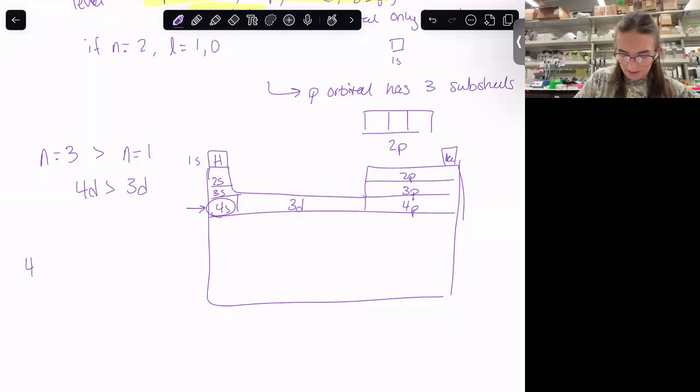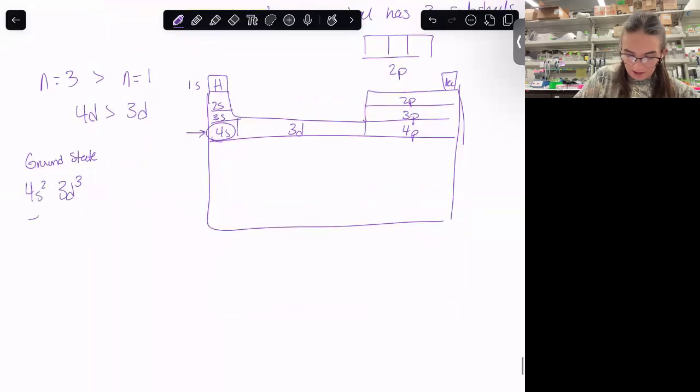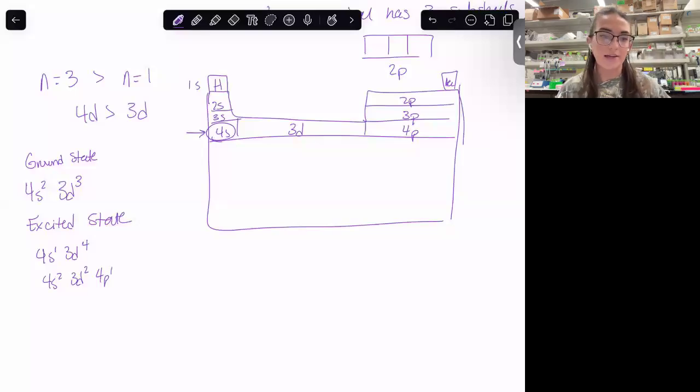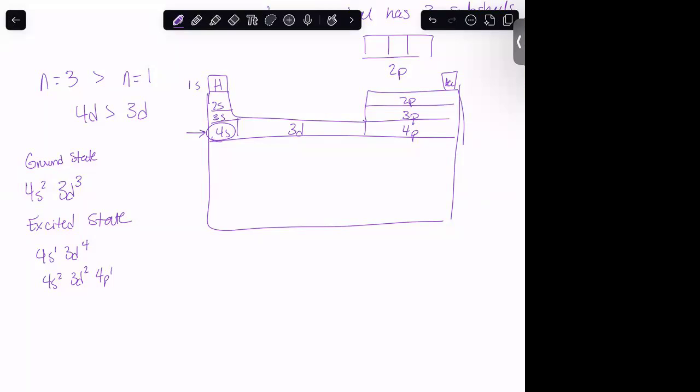So if you have something that is 4s2 3d3, this is ground state. An option could be as an excited state 4s1 3d4, or it could be 4s2 3d2 4p1. As long as you take one electron and put it into a higher energy level, then that's considered an excited state. A ground state is just your base form.